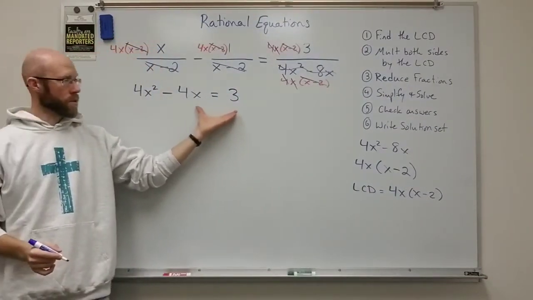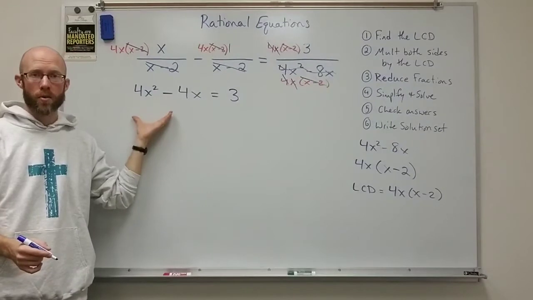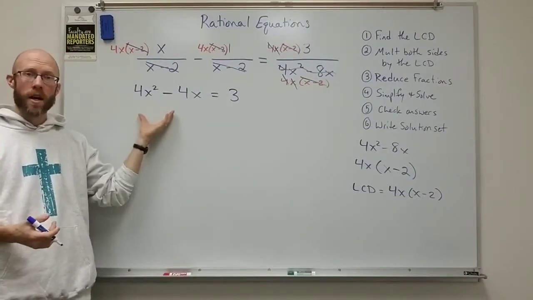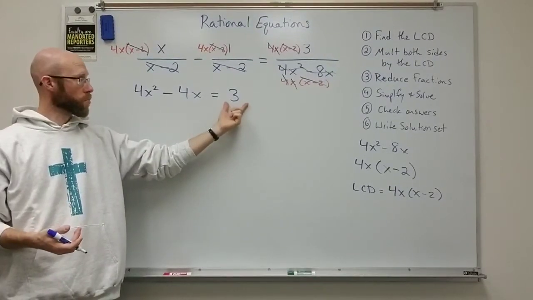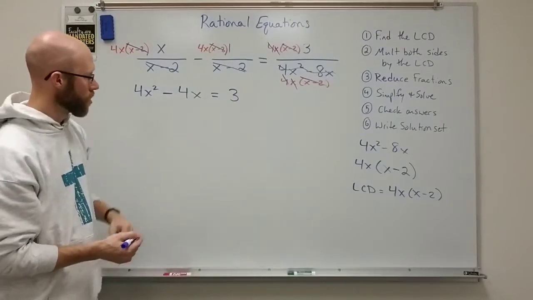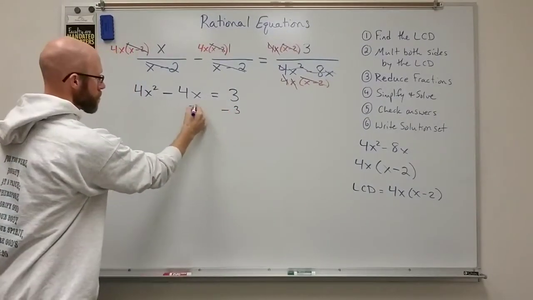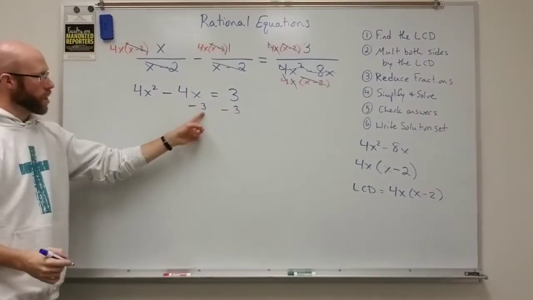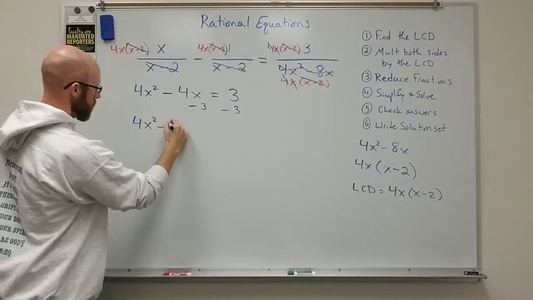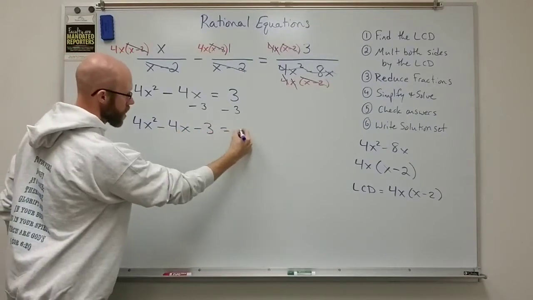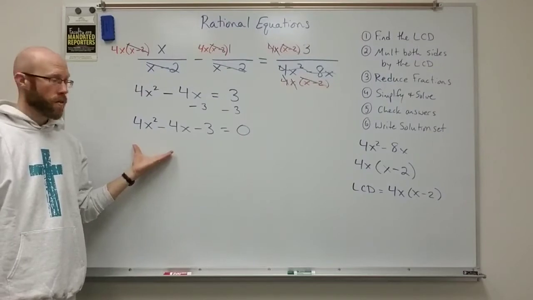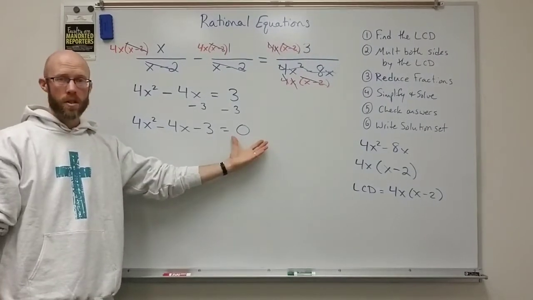Okay, so I'm left with this basic polynomial equation. We've seen how to solve polynomial equations using factoring. And so to do that, we're going to get a 0 on one side of the equation. To get a 0 over there, I'm going to subtract the 3 from both sides. Now I have all unlike terms on the left, so I have to keep them separate. 4x squared minus 4x minus 3 equals 0.